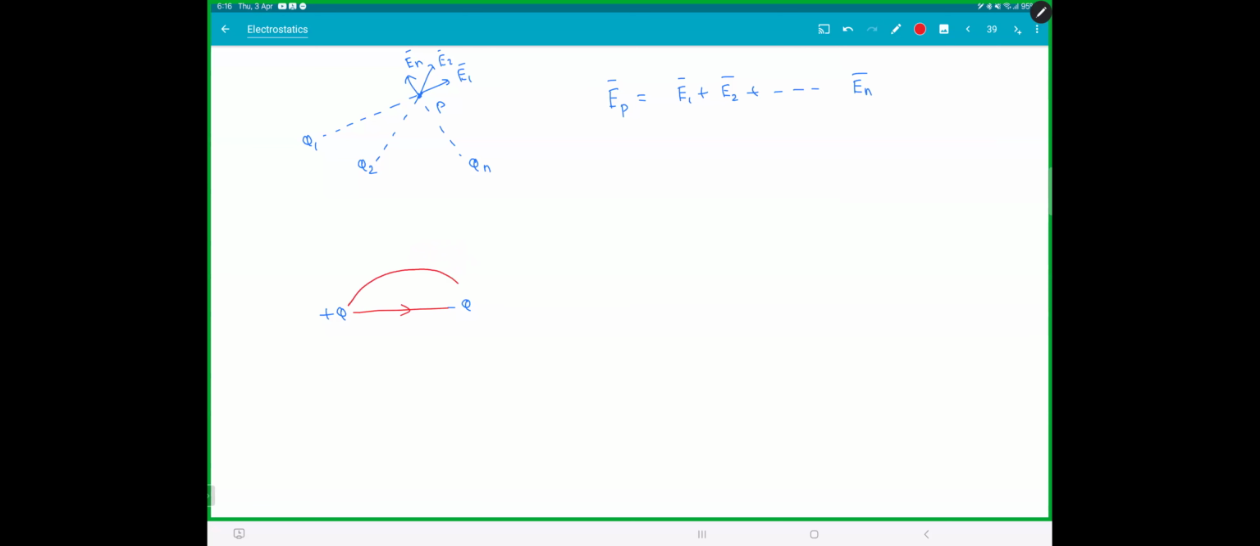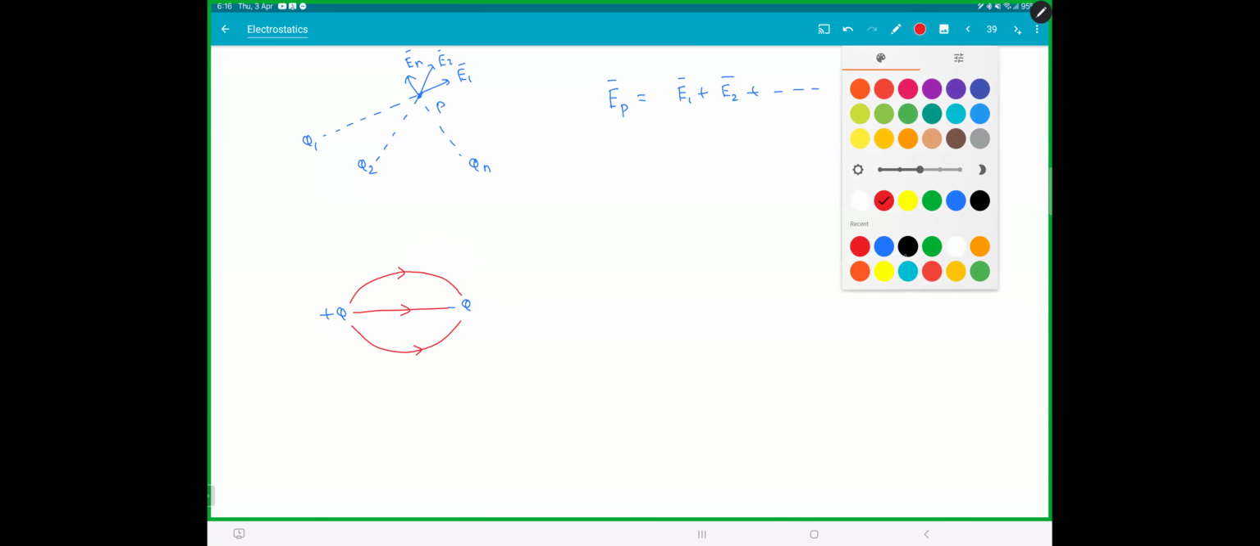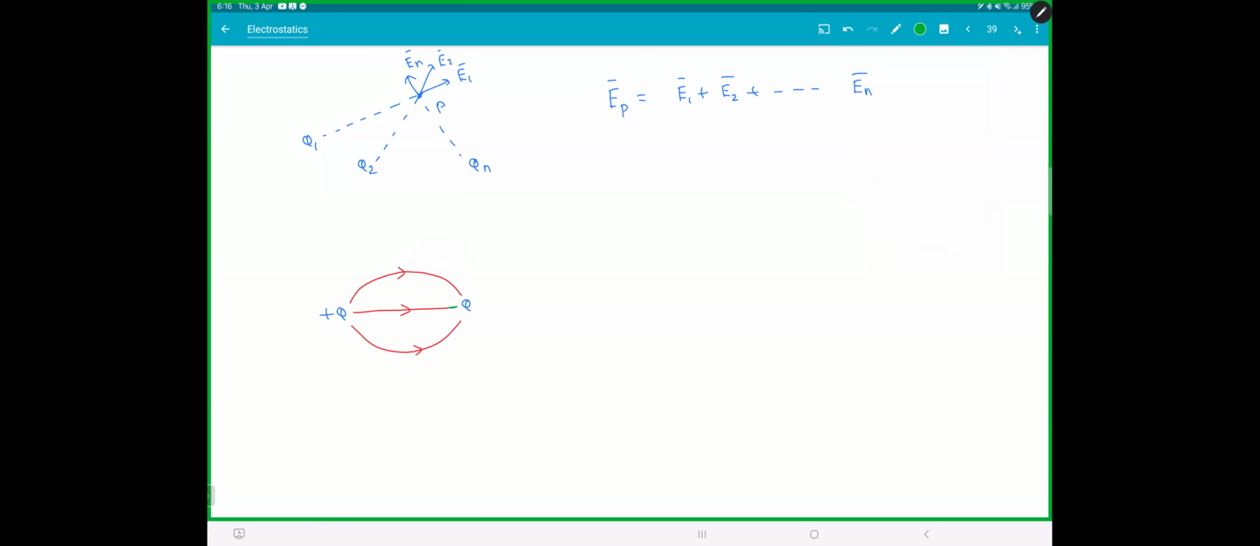So field lines will come from plus q, they will end at minus q. So you will get some lines from here also. Something of this sort. This is how it would look.